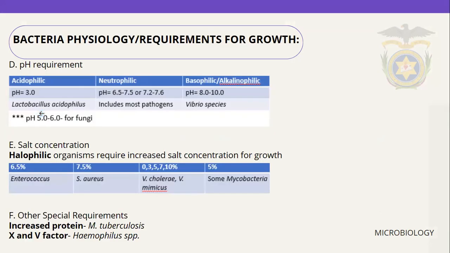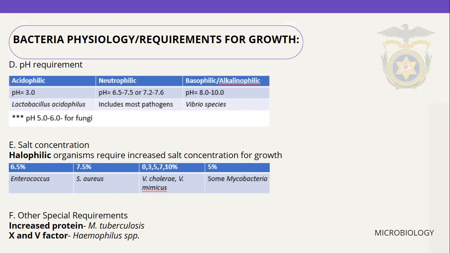So for the pH requirement, acidophilic is the term that we use if the organism requires growth at pH 3.0. The example here is Lactobacillus acidophilus. The neutrophilic can grow at pH 6.5 to 7.5 or 7.2 to 7.6, and this includes most pathogens. The last one is the basophilic or alkalinophilic, which can grow at pH 8.0 to 10.0, commonly found in Vibrio species. And also remember, guys, that pH 5.0 to 6.0 is for fungi, or fungi can grow at that kind of pH.